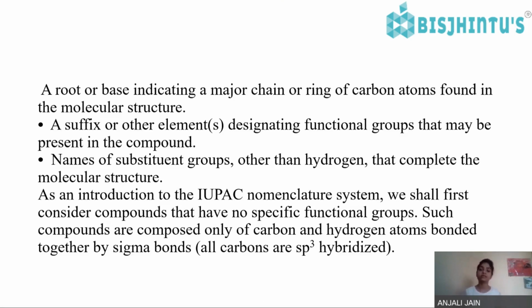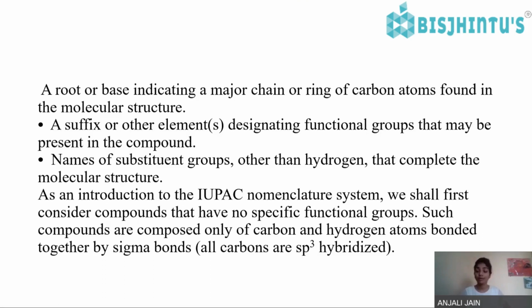Only the plain chains we will discuss first. Such compounds are composed only of carbon and hydrogen. So these are the basic chains. And we all know that single bonds are sp3 hybridized carbon. All carbons will be sp3 hybridized and they will have a sigma bond. A sigma bond is a single bond.